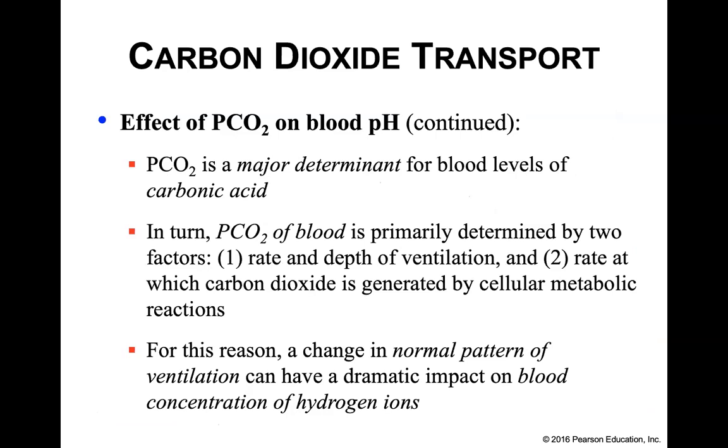In turn, the partial pressure of carbon dioxide of blood is primarily determined by two factors. One, the rate and depth of ventilation, and two, the rate at which carbon dioxide is generated by cellular metabolic reactions. For this reason, a change in the normal pattern of ventilation can have a dramatic impact on the blood concentrations of hydrogen ions.